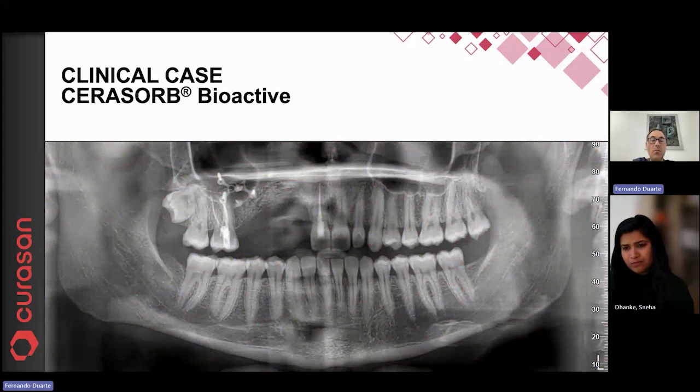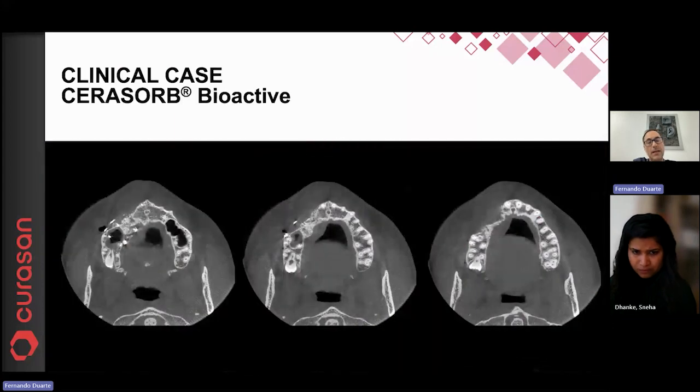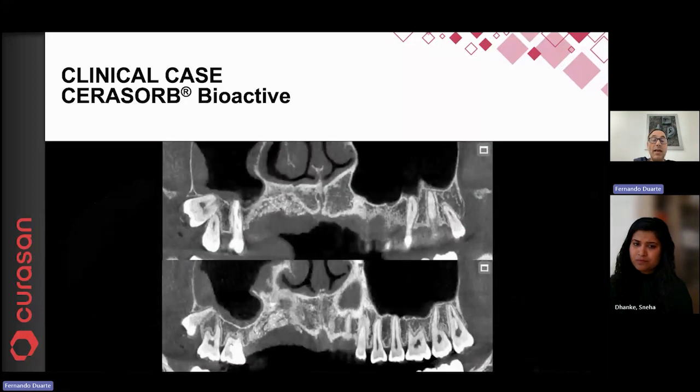When we see the OPG, it is always a good starting point, but it's not the 3D volumetric exam par excellence. We always love the CBCT. CBCT gives us the full scenario. And as you can see here, we start to build a bridge, a bone bridge, with our bone graft. It was very important because it seems that we can create good bone substrate.